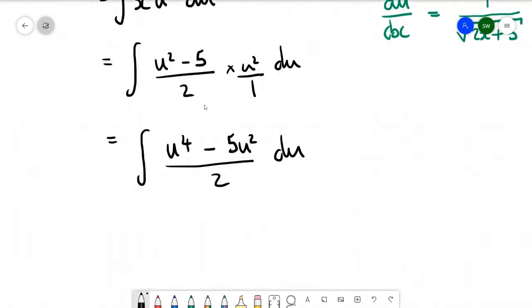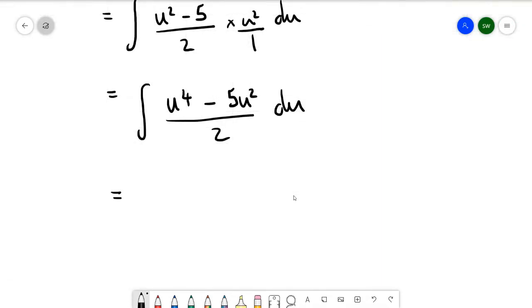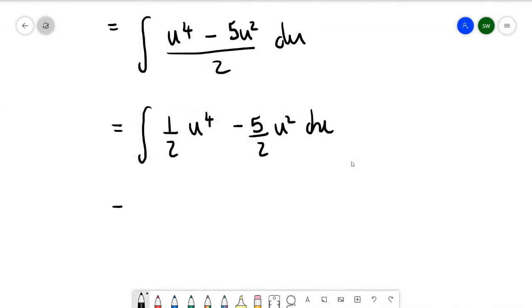And now we've got an integral which is just in terms of u, and we can split this up into a half u to the power of 4 minus 5 over 2 u squared. And then we can just do polynomial integration. So we're going to increase the power of u by 1 to u to the power of 5, and then divide by the new power. So we're going to have a half divided by 5, which is a tenth. And then same here, we're going to increase the power of u by 1, and then we're going to divide by the new power. So minus 5 over 2 divided by 3 gives us minus 5 over 6, and then plus our constant of integration.